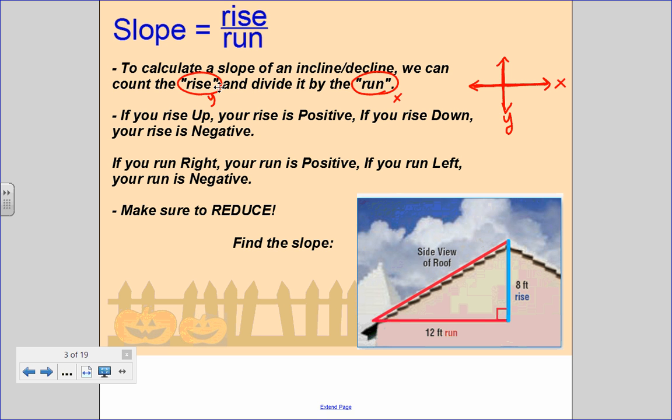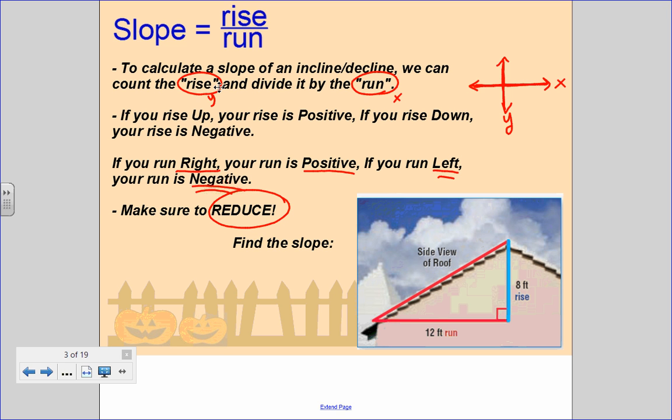If you rise up, you are moving in a positive direction, so that will be a positive value. If you rise down, you're moving in a negative direction, so that would be a negative rise. So we can have a rise that is positive or negative, and the same with our run. If you think about the number line, if you're moving to the right, you're moving more positively, so those are positive numbers. If you run left, then you're going in the negative direction, so that would be a negative run. And we always need to make sure to reduce a slope.